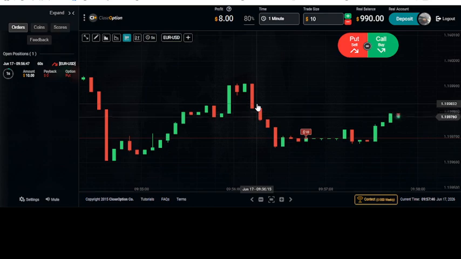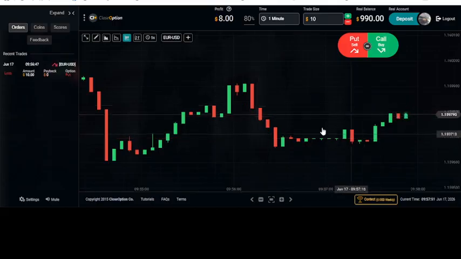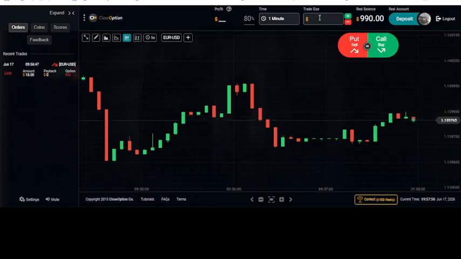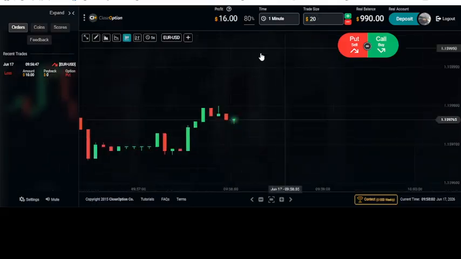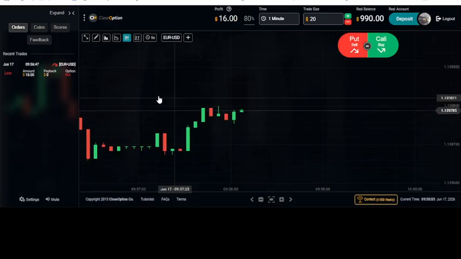Okay, so we lost that trade. So what I'm going to do is use a strategy called the martingale strategy, and I'm going to double up my trade to $20. The reason why I'm doubling up the trade is to help recover the loss of the previous trade and to gain some additional profit on the current trade.